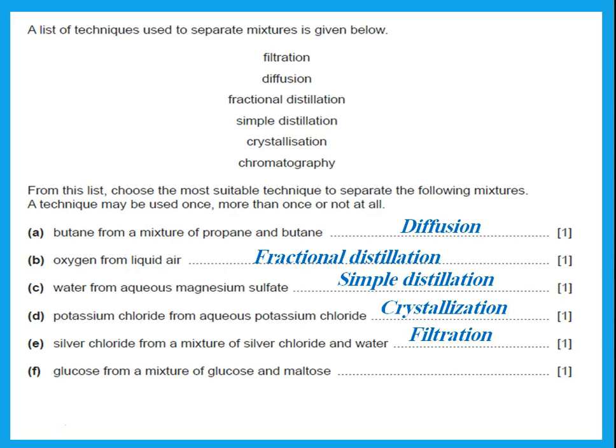Glucose from a mixture of glucose and maltose. Glucose and maltose are sugars. Remember, if he says sugars or if he says amino acids, then we are separating them by chromatography.